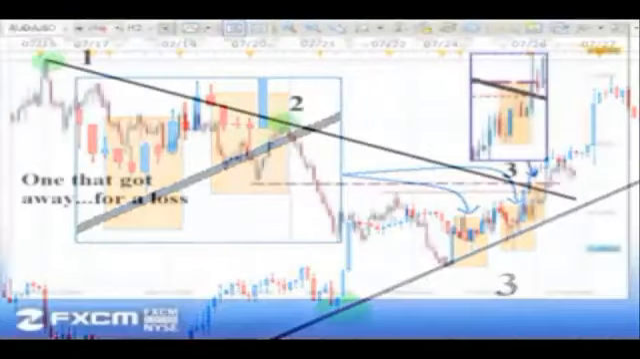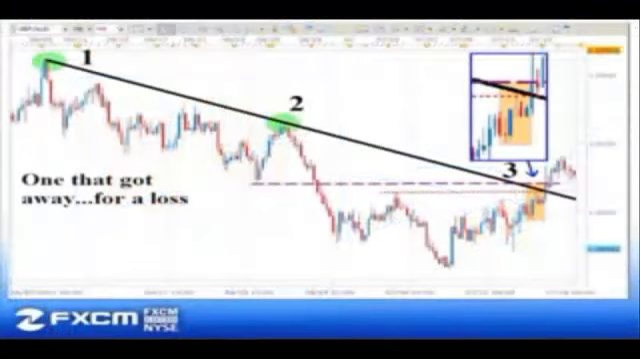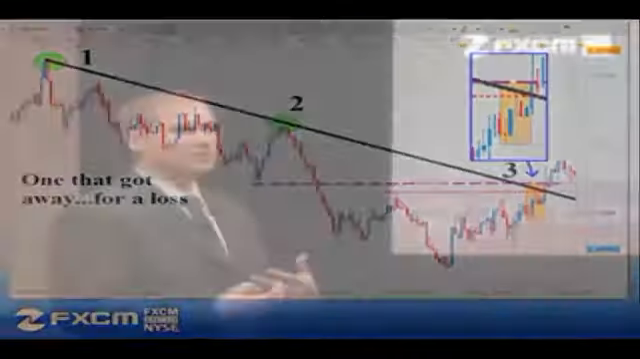All right, this is one that got away. So let me show you how this, in my opinion, was a great setup, but it ended up being a losing trade. So you could have a great setup, in my opinion, and then it could not work out for you. And that's why it's important that you risk a small portion of your account.